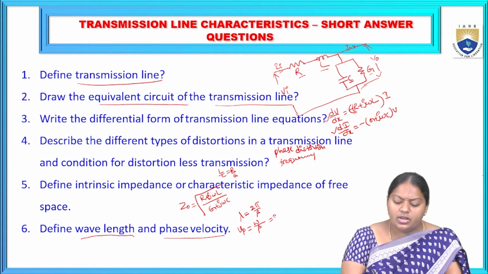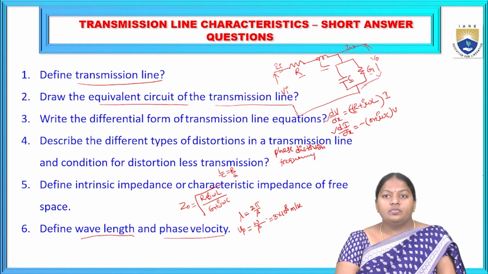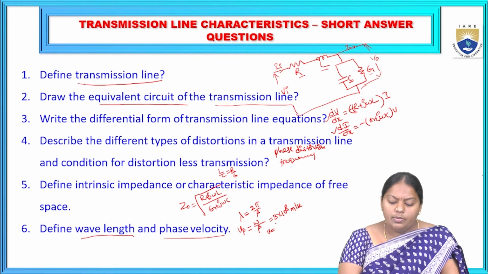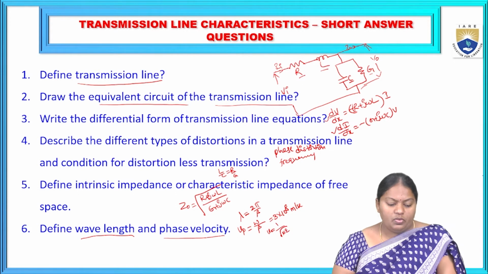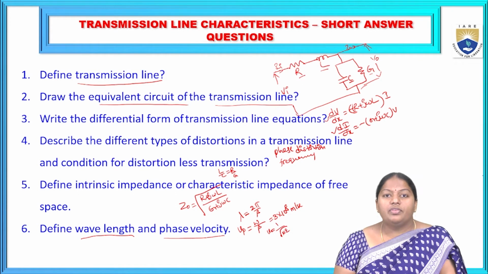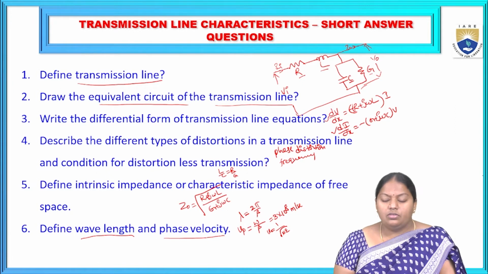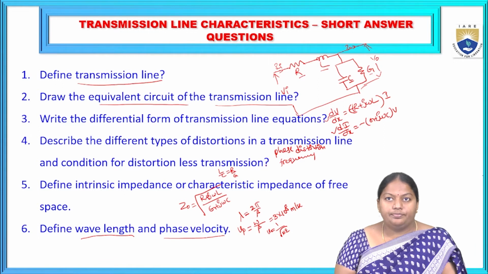For a free space medium, its value is 3 into 10 power 8 meters per second, and it is represented with V0. In transmission lines, we consider Vp equal to omega by beta, that is equal to 1 by root over mu epsilon. Wavelength means after every 2 pi radians, the phase changes take place. Hence, it is represented with lambda. The formula is lambda equal to 2 pi by beta, and the phase velocity, also called wave velocity, is represented with Vp equal to omega by beta.